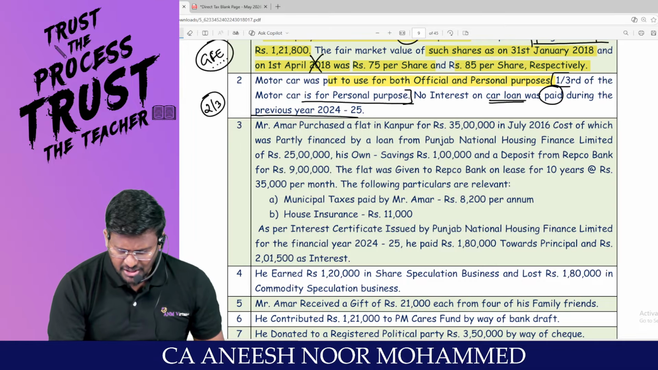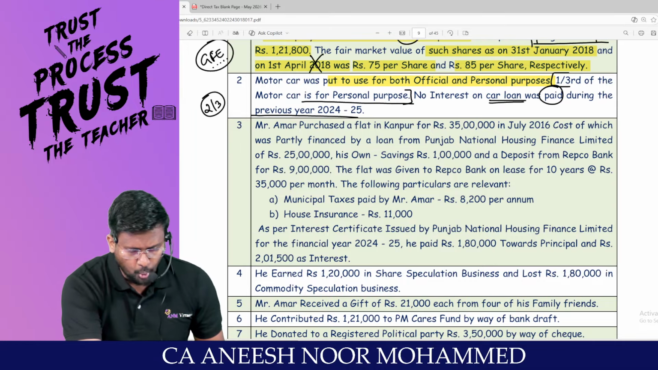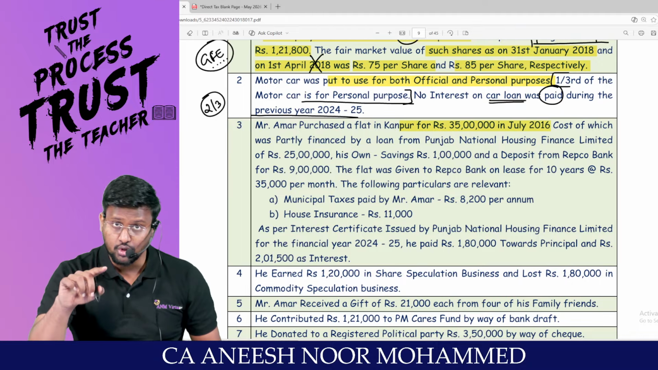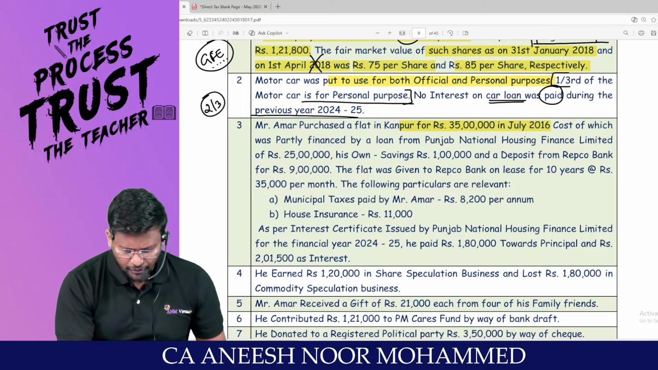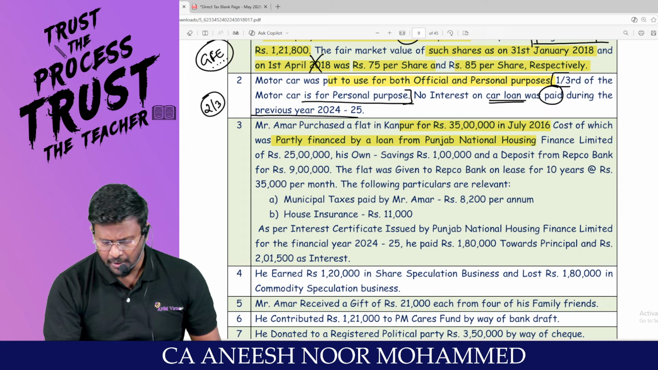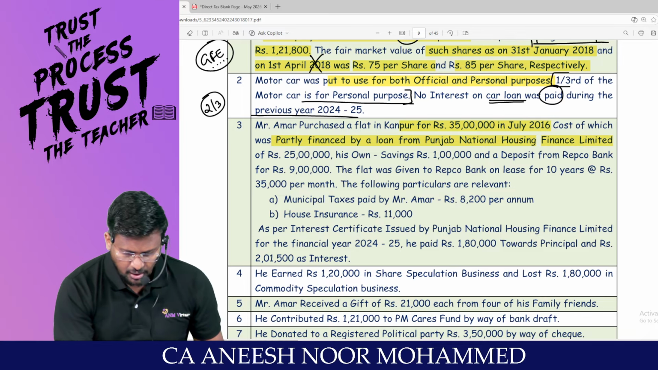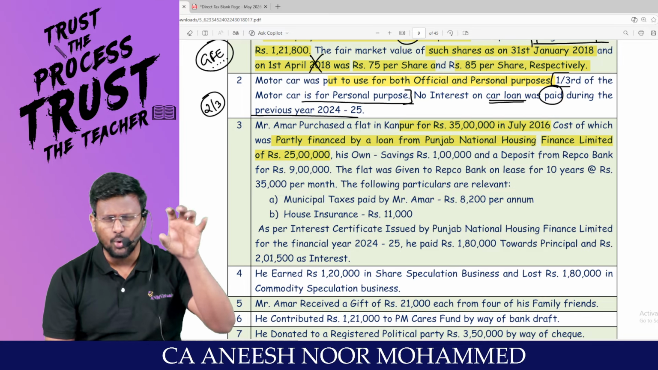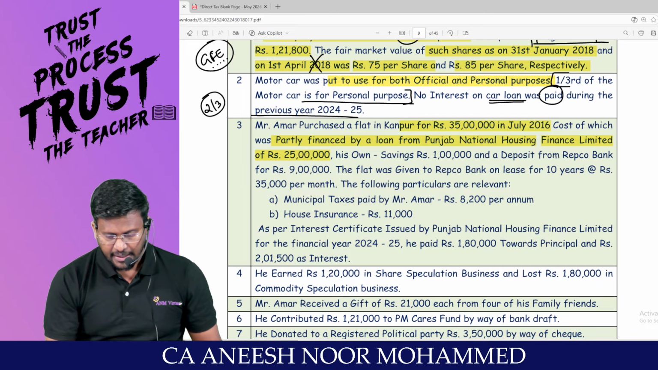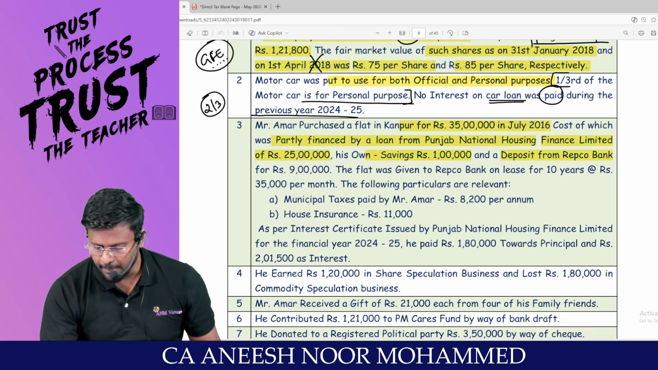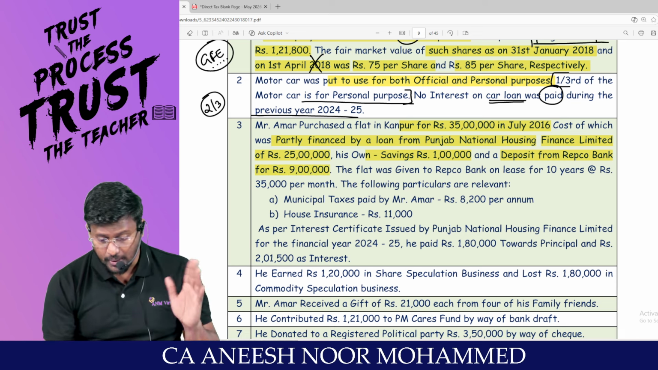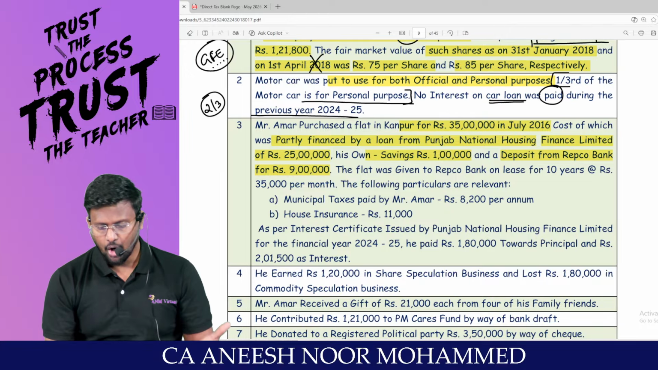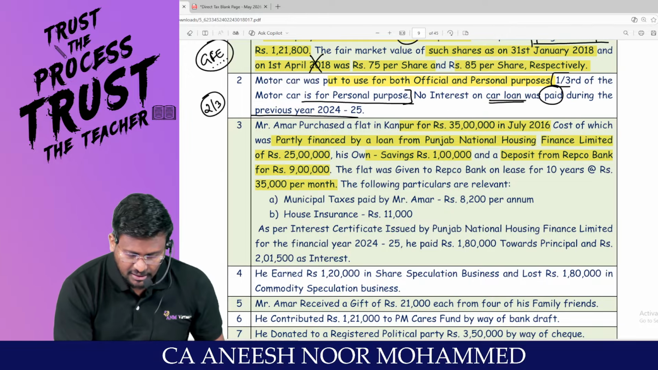Mr. Amar purchased a flat in Kanpur for rupees 35 lakh in July 2016. Flat, not a super asset. Cost of which was partly financed by loan from Punjab National Housing Finance Limited of rupees 25 lakhs. By taking loan only, he has purchased the flat. His own savings of 1 lakh and deposit from Repco Bank of rupees 9 lakh. The flat was given to Repco Bank on lease for 10 years at 35,000 per month.